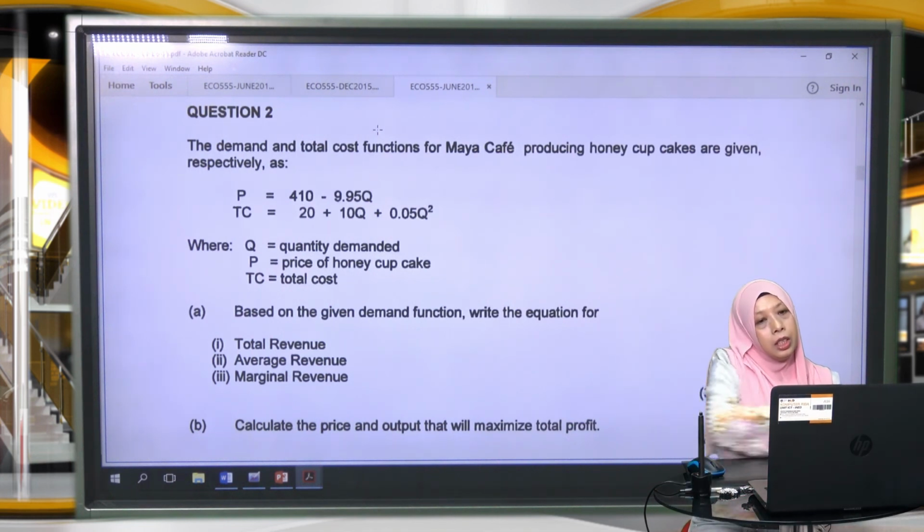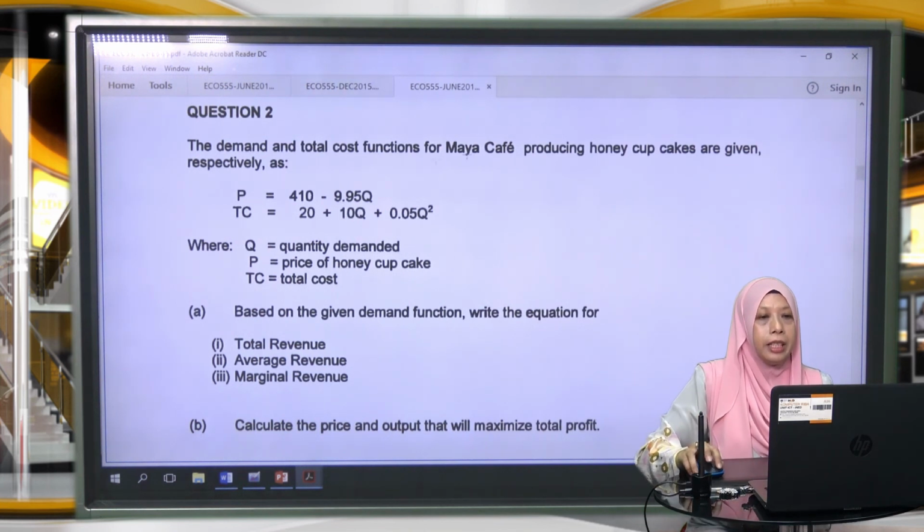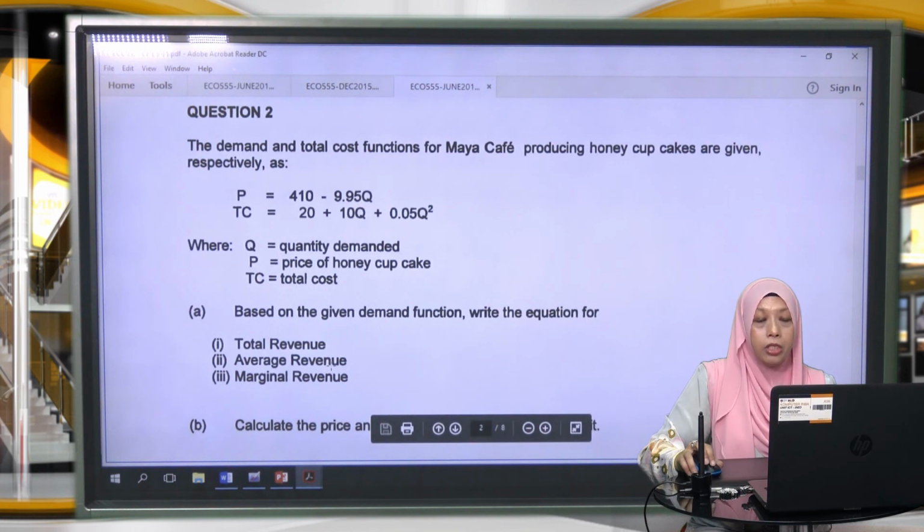Now we have a cafe named Maya Cafe. The demand and total cost function is given as P equals 410 minus 9.95Q, and total cost is 20 plus 10Q plus 0.05Q squared. Here Q represents quantity demanded, P is the price of honey cupcake, TC is the total cost. You are requested to write the equation for total revenue, average revenue, and marginal revenue based on the demand function given.